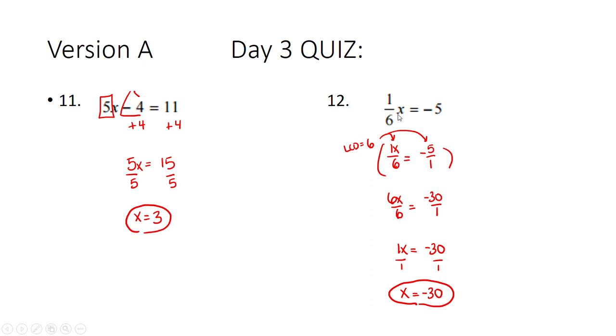Number 12, we're going to put the x in the numerator, and that's going to be 1x over 6 equals negative 5 over 1. LCD is 6. So it's going to become 6x over 6 and negative 30 over 1. Reduce, and you now have 1x equals negative 30. If you divide by 1, that's not going to change anything, only if you were to divide by negative 1. And our answer is negative 30.